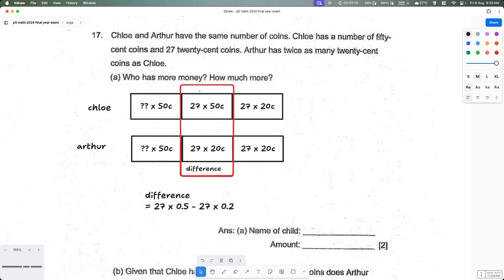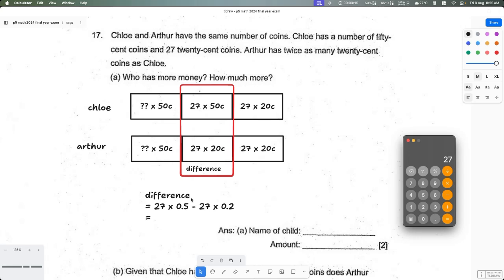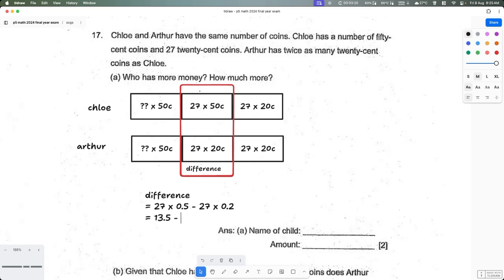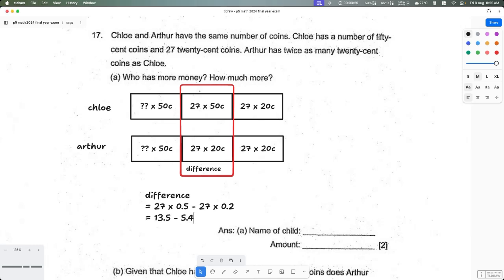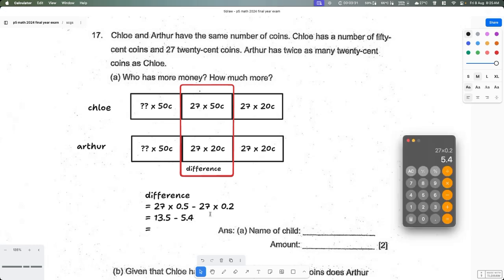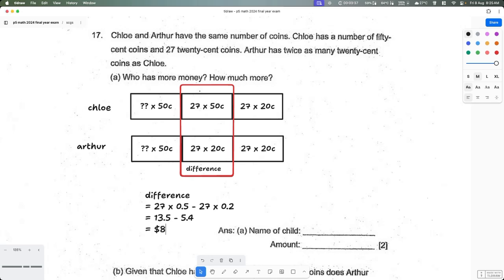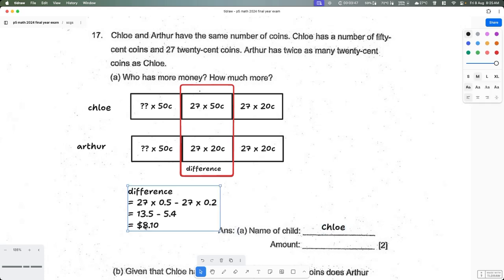Okay, so let's calculate it with our calculator. 27 multiplied by 0.5 will be $13.50, minus 27 times 0.2, and this will give us 5.4. And the answer to this is 13.5 minus 5.4, which is $8.10. There you go. So who has more? Obviously Chloe has the bigger one, so Chloe has more. And how much more? $8.10 in this case.